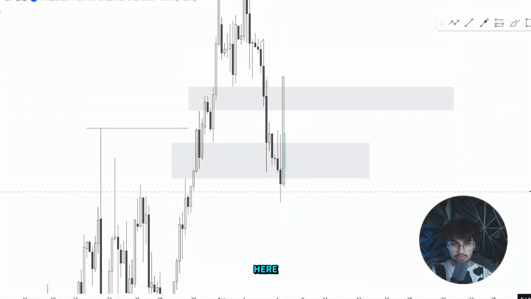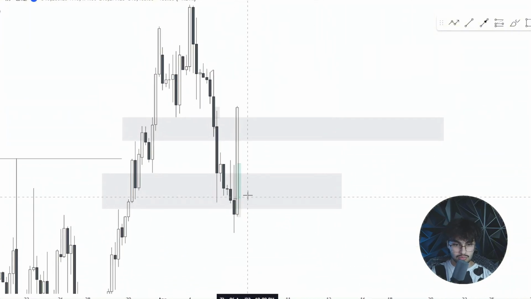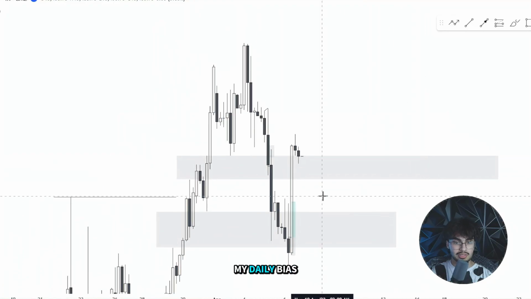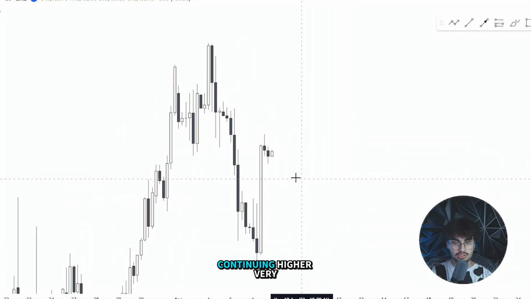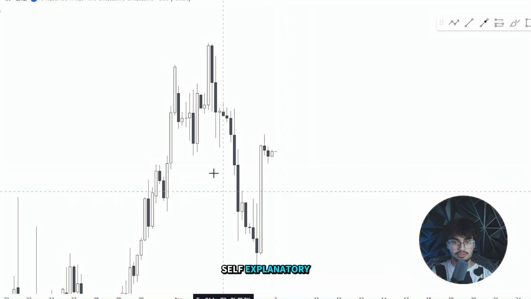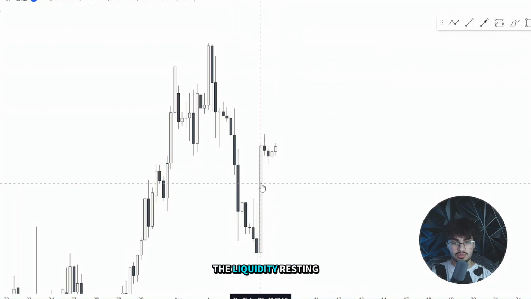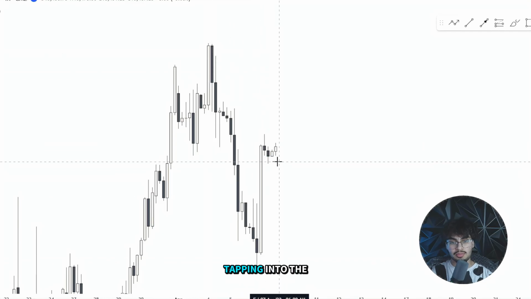Let's go here. 2 p.m. My daily bias for tomorrow is just continuing higher. Very self-explanatory. We want to see these daily externals and, of course, the liquidity resting above. This is just an inducement tapping into the internal range of liquidity on the daily time frame.